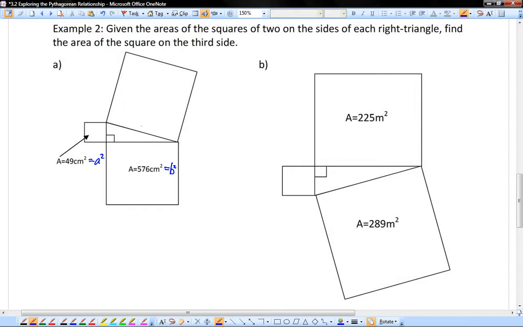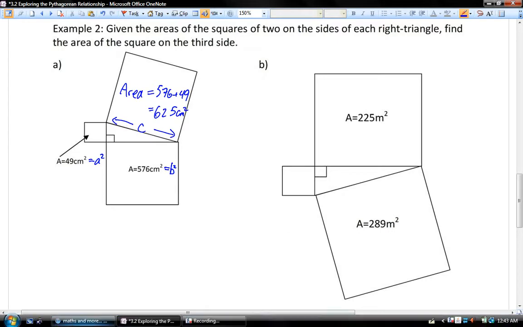Here, this is going to be the square that is on the hypotenuse. So this is C, okay? And it will have an area of c squared. Of course, we know that c squared is equal to a squared plus b squared. So all I have to do to find this area is add 576 with 49. And that gives me 625 square centimeters.